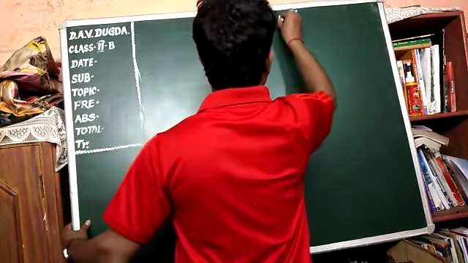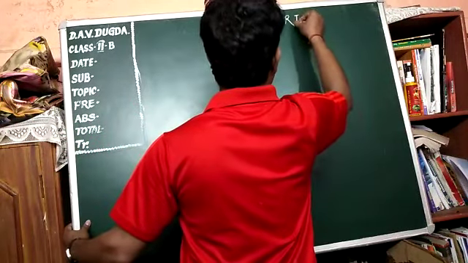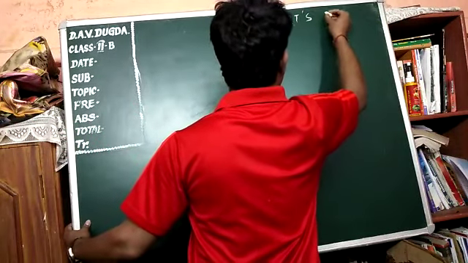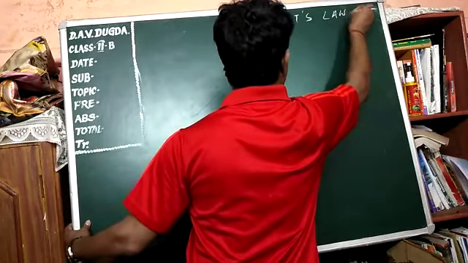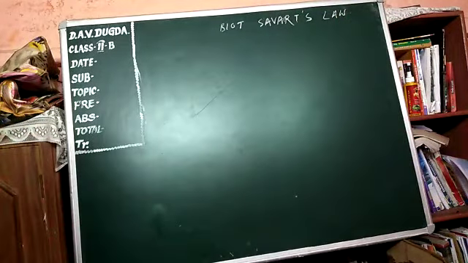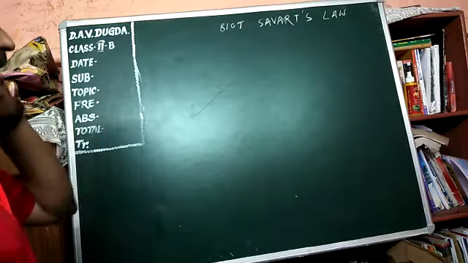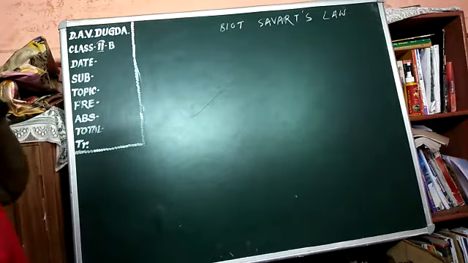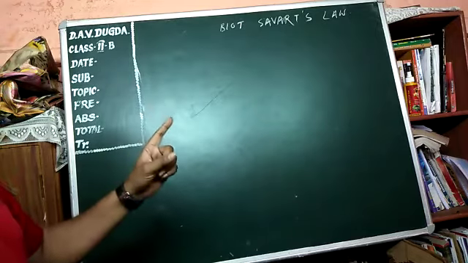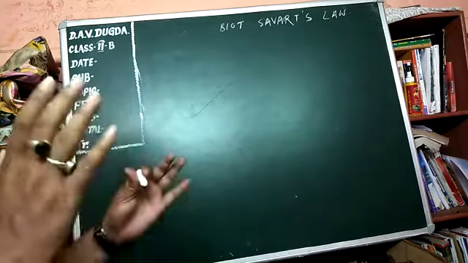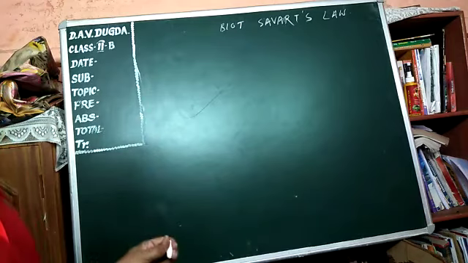Biot-Savart, two French physicists. So, Oersted proposed that every current carrying conductor will produce a magnetic field, and Biot-Savart quantified that. How much magnetic field that current will produce was given by Biot-Savart.